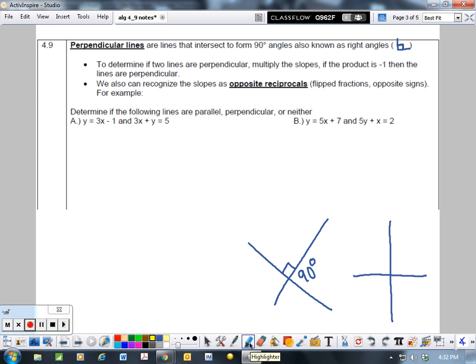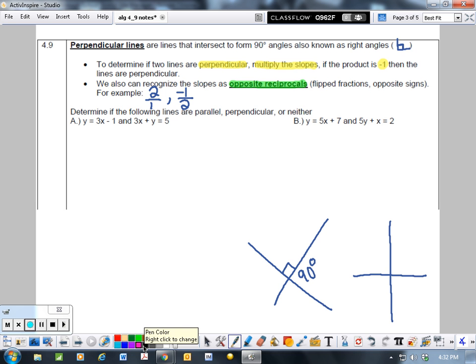If they are perpendicular, you've got two options. You can multiply the two slopes, and if the answer is -1, then they're perpendicular. The way most people like to do this, though, is we can recognize them as opposite reciprocals, which is a flipped fraction and opposite signs. For example, 2 over 1. If I were to flip it and change the sign, these are what we call opposite reciprocals. These would be perpendicular.